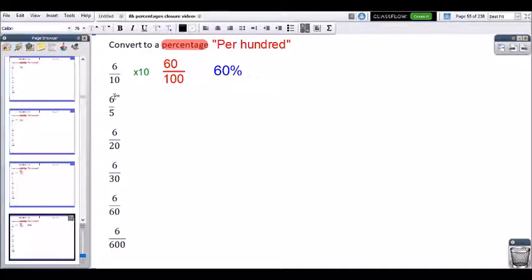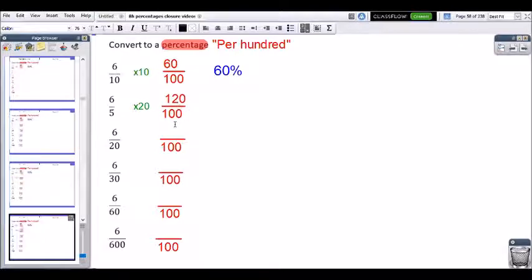Okay, so next question, 6/5. Well, remember, percent means per 100, so I'm aiming to write this as hundredths, and in fact that's the same for every question. Every question I want to write it out of 100. Okay, so how do I get from 5 to 100 on my denominator? Well, 5 multiplied by 20 gives me 100. So my numerator must be 6 lots of 20, which is 120. Okay, so 120 hundredths means I have 120%. A percentage can be over 100, that's absolutely fine. This is my final answer.